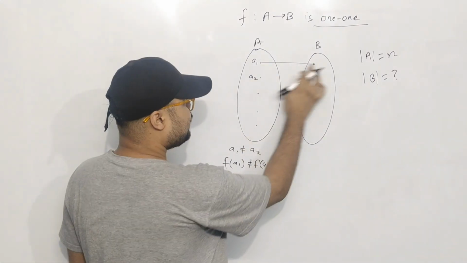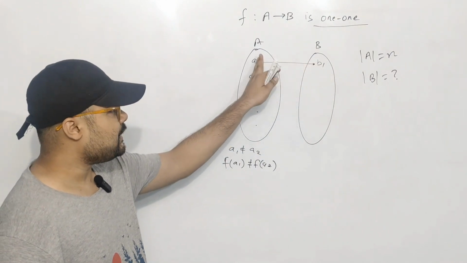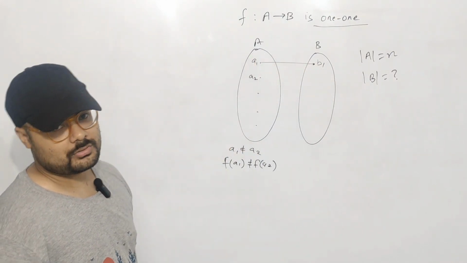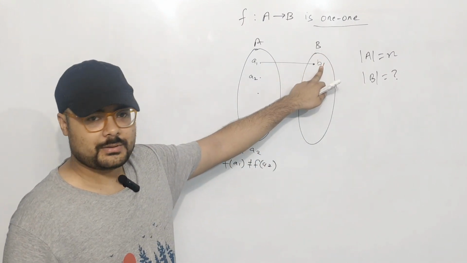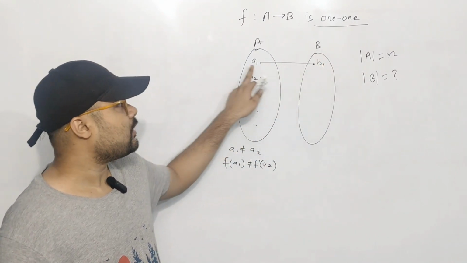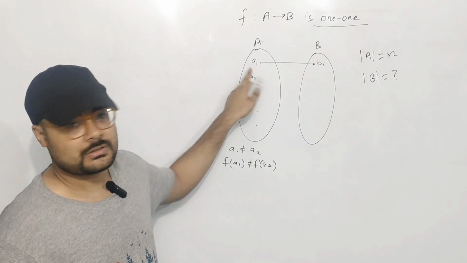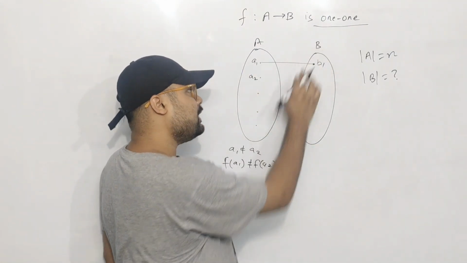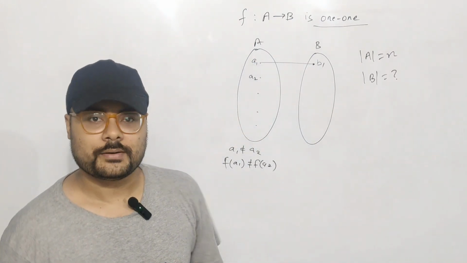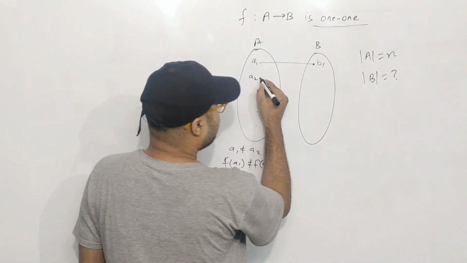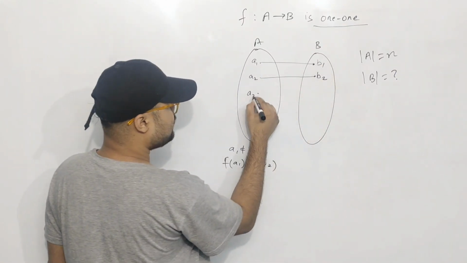If a1 is mapped to, let's say, b1, now b1 cannot have any pre-image other than a1. In 1-1, from B's perspective, every element of B will have a unique pre-image if it has a pre-image. Any element of B may or may not have a pre-image. If it has a pre-image, then it's a unique one. So a2 will be mapped to some other element, but not b1, b2.